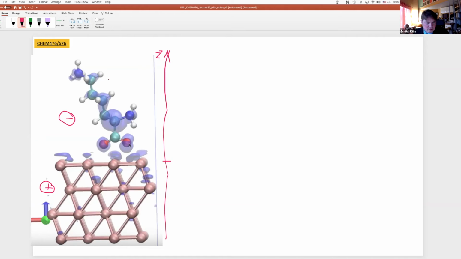So where we have a larger amount of charge, we will have bigger peaks. Where we have less charge, we have smaller peaks. Where we have no charge, we will have zero. Does it make sense?